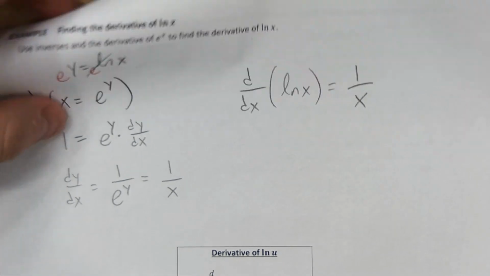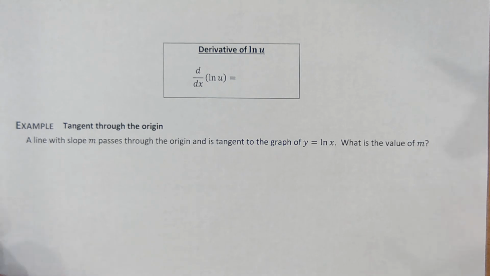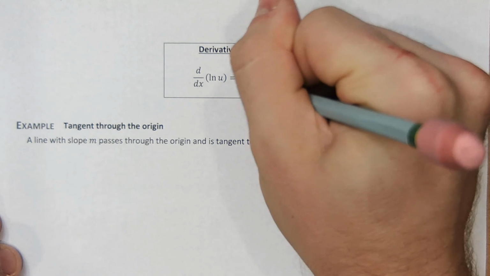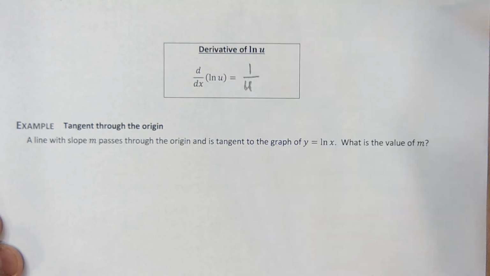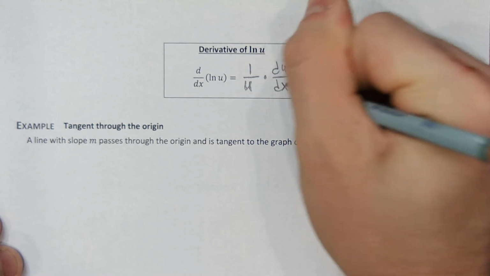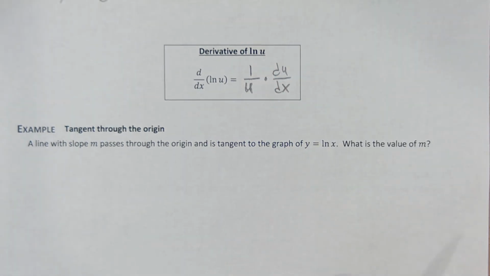Now, more specifically, the argument didn't have to just be x. It could have been any function in terms of x, which means the chain rule would come into play. So it's 1 over the argument, that's not a 4, it's a u, times the derivative of the argument, or du/dx. Neato mosquito.